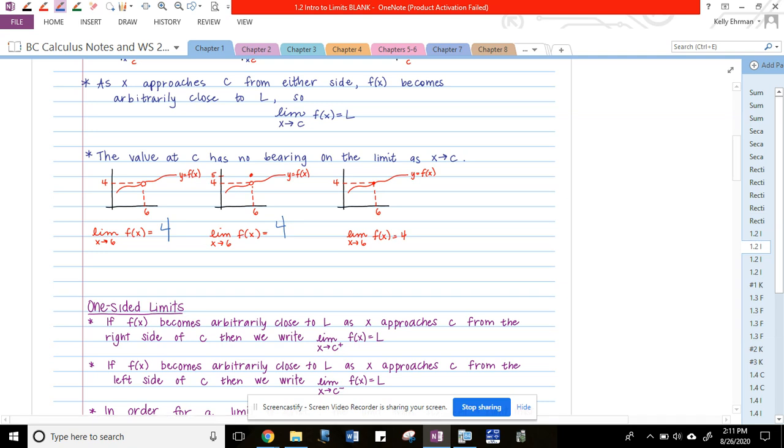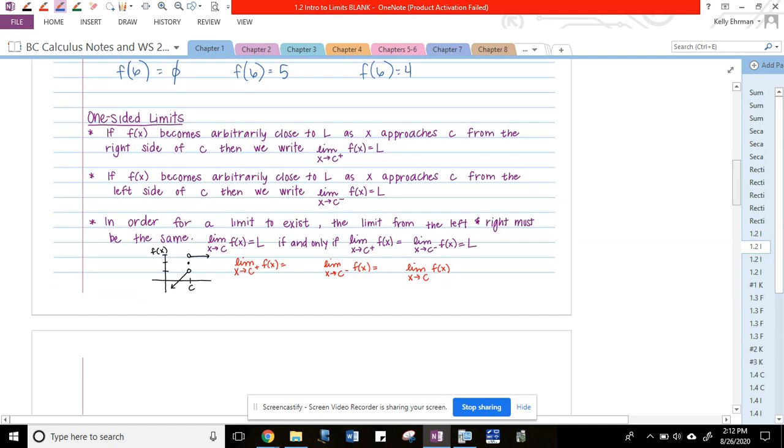And finally, the limit as x approaches 6 of f of x. Oh, this one's already filled in. That equals 4, even if f of 6 actually equals 4. So here, f of 6 did not exist. Here, f of 6 was equal to something else, like 5. And here, f of 6 was actually equal to 4, and that happened to also be the limit.